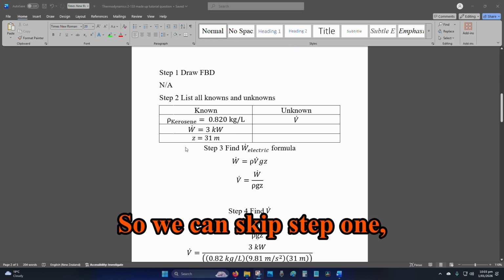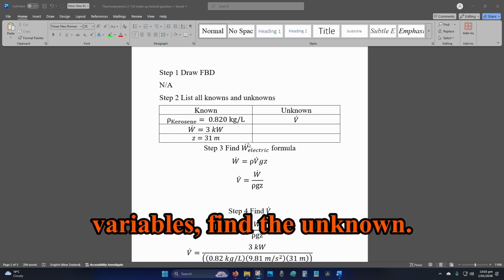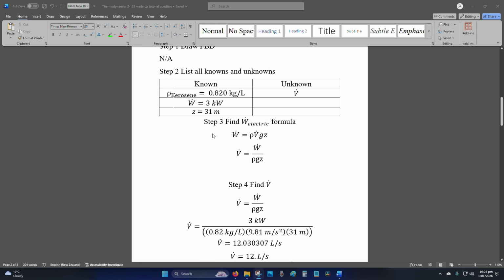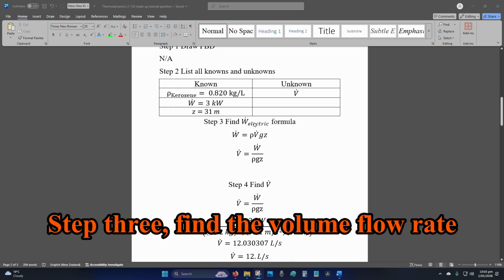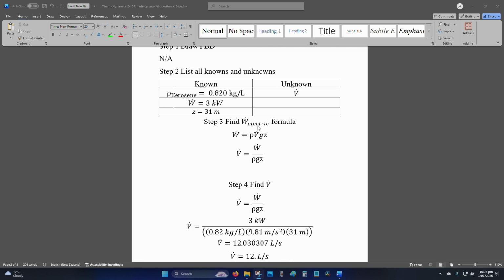So we can skip step 1, there's no free body diagram. Step 2, list all the given variables, find the unknown. Step 3, find the volume flow rate formula using the power formula.